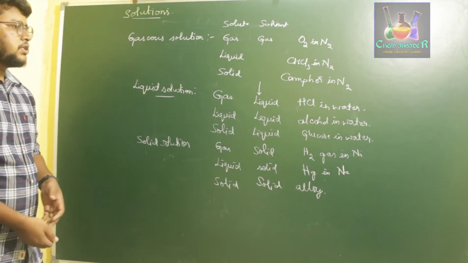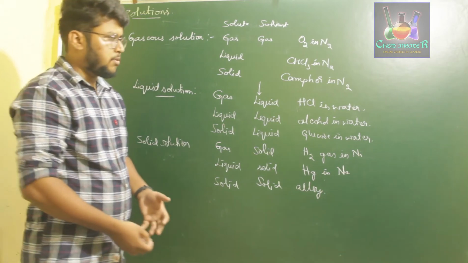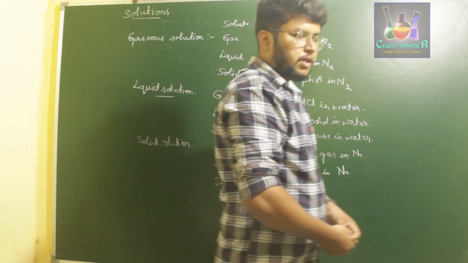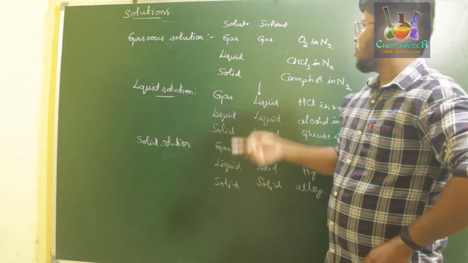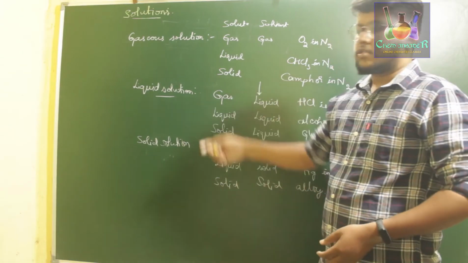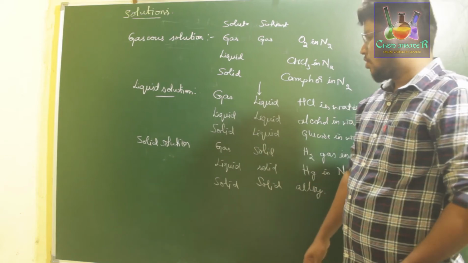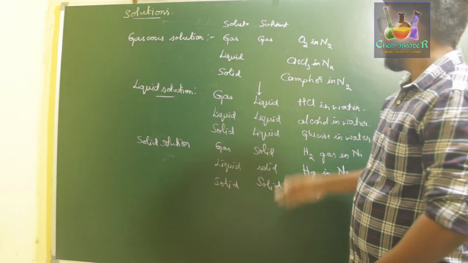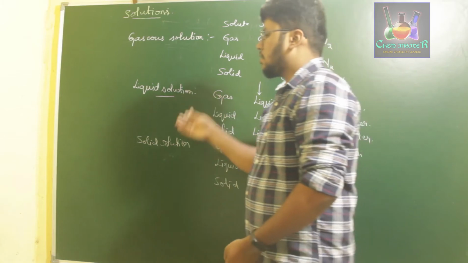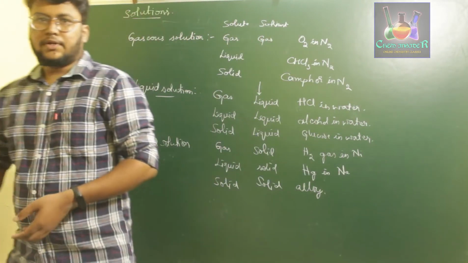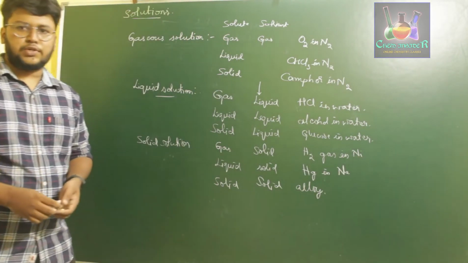Okay, so these are the different types of solutions which we come across in our day-to-day life. That is our gaseous solutions, where the solvent turns out to be gas, whereas for liquid solution the solvent will be liquid, and for the solid solution the solvent will be solid. So these are the different examples for gaseous solution, liquid solution, and solid solution.